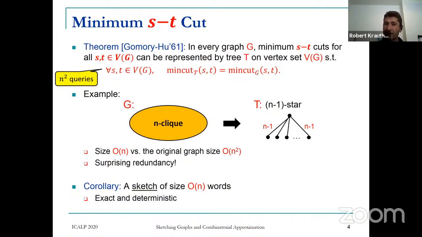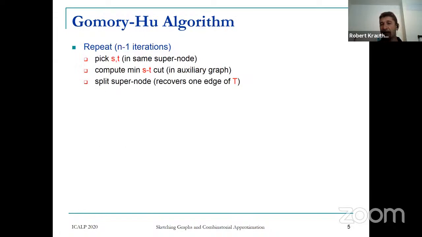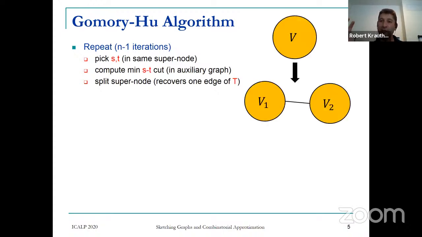It's a very succinct data structure. And because it's so fundamental, let me tell you a little bit about the algorithm that computes this. This is now called the Gomory-Hu algorithm. The algorithm works in iterations, but let's start with the first iteration. You have all the vertex set. You think of it as a supernode. So you have one supernode that contains all the vertices V.